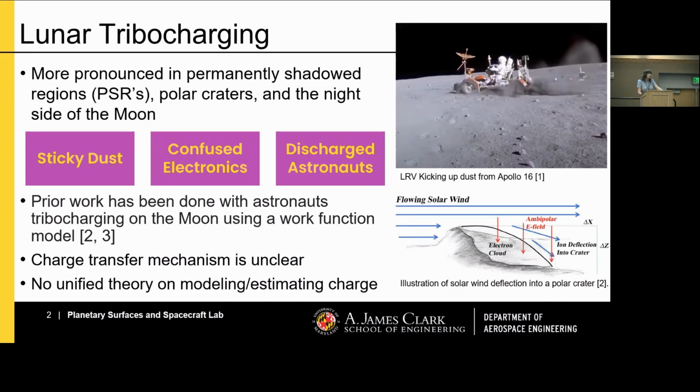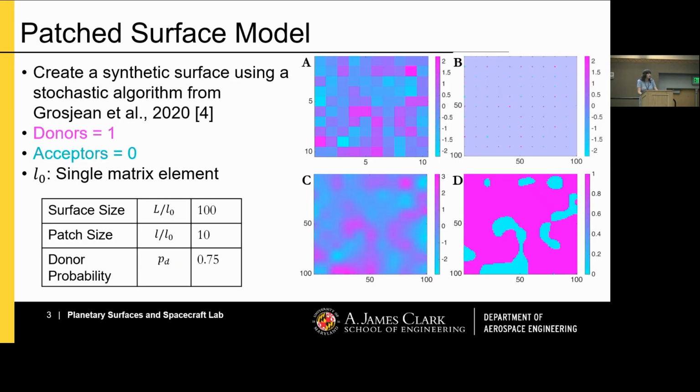This effect has been studied and modeled using work function models, and what I'm going to be talking about today is a different approach using a different model. So what we use, we call a patched surface tribocharging model. And for this model, we create a synthetic surface using a stochastic algorithm.